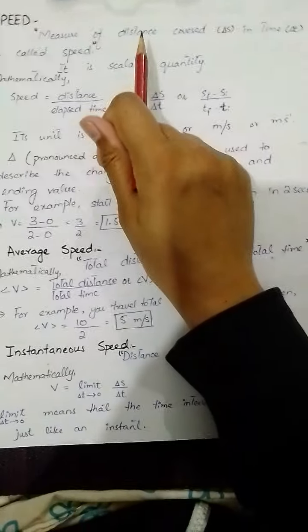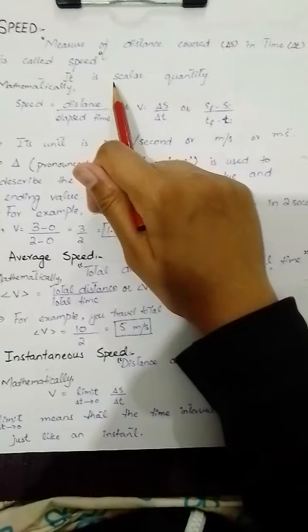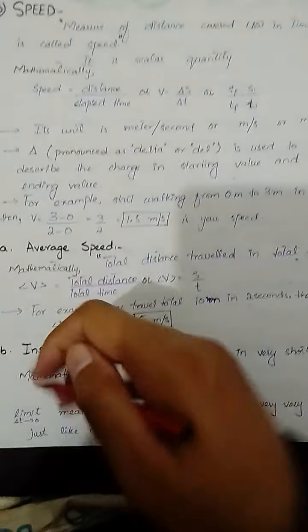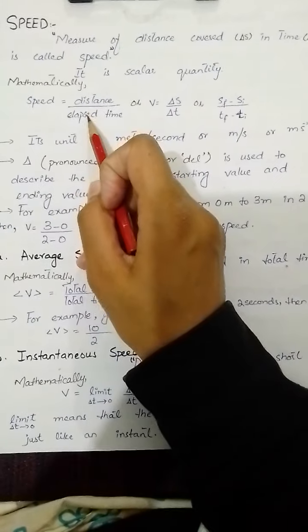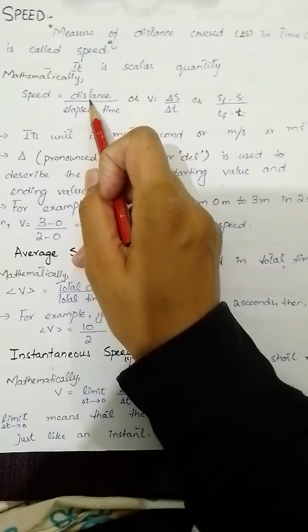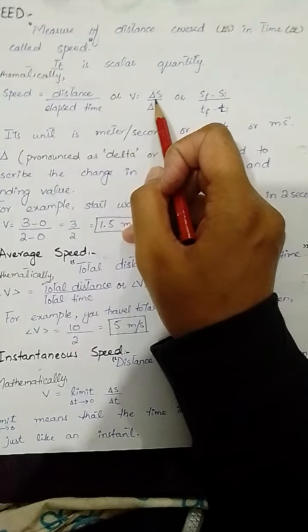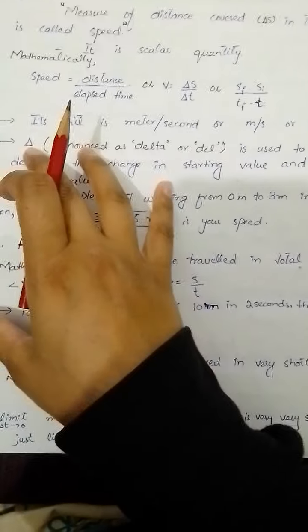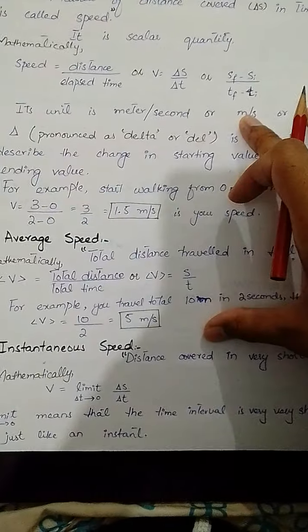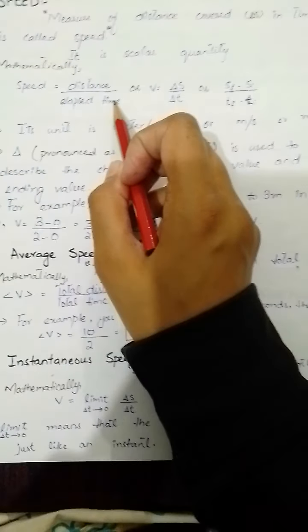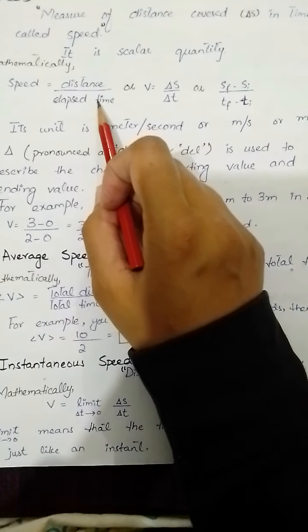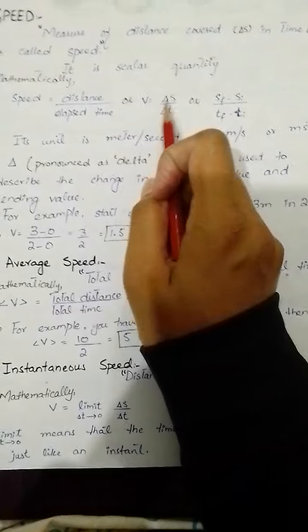As we are talking about distance in unit time, this is a scalar quantity, as distance is also a scalar quantity and time is also a scalar quantity, so the resultant would also be a scalar quantity. Mathematically, speed equals distance divided by elapsed time. Distance between 2 points, that is why we take del s, divided by elapsed time, which is the time that has passed while you travel from one point to another. So you can write elapsed time or time passed. So distance divided by time passed equals del s by del t.